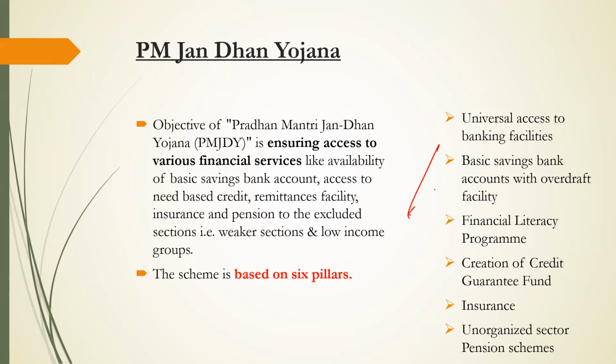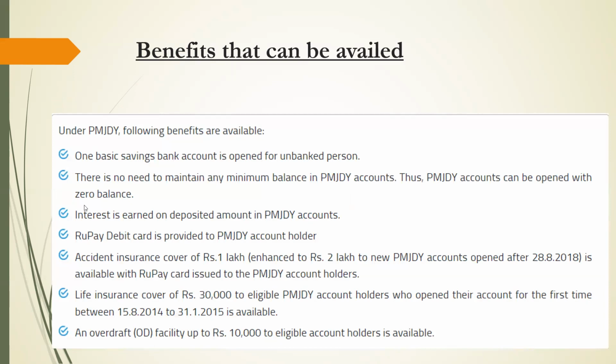These are the 6 pillars: universal access to banking facilities, basic savings bank account, financial literacy, credit guarantee fund, insurance, and unorganized sector pension schemes. Now, what should you focus upon? The basic points. See here, what are the benefits that can be availed under the scheme? The first one is one basic savings bank account is opened for the unbanked person. No need to maintain any minimum balance. Interest is earned on the deposited amount.